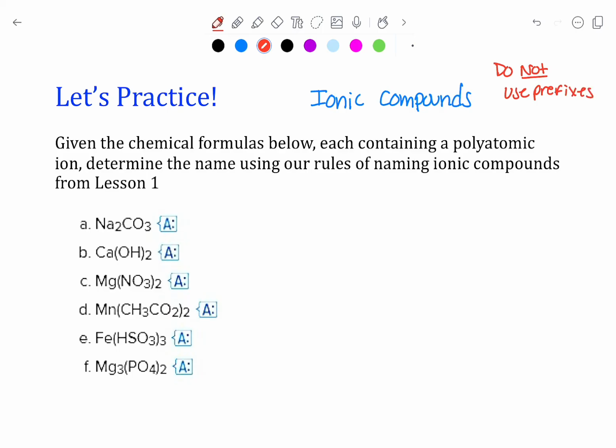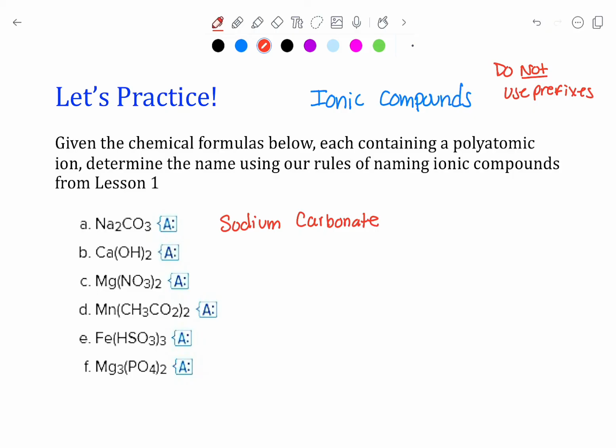Okay. So, our first one, we have Na2CO3. Well, we know Na, that's sodium. We then have to figure out what CO3 is. If we look on our list, it's carbonate. Sodium is a main group element, so we don't need any Roman numerals on there. So our name of Na2CO3 is sodium carbonate.